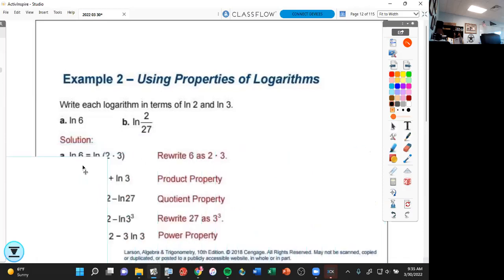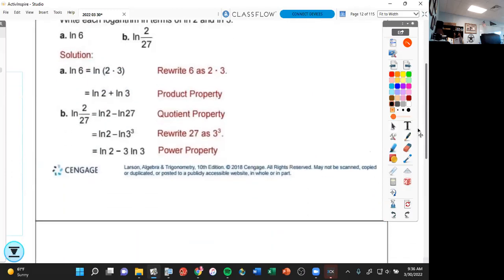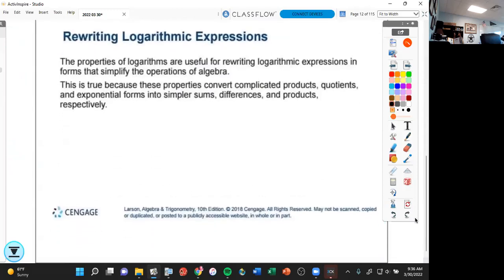Here's the book working problem A, and they worked problem B. Exactly what we did. The properties of logarithms are useful for rewriting logarithmic expressions in forms that simplify the operations of algebra. This is true because these properties convert complicated products, quotients, and exponential forms into simpler sums, differences, and products.